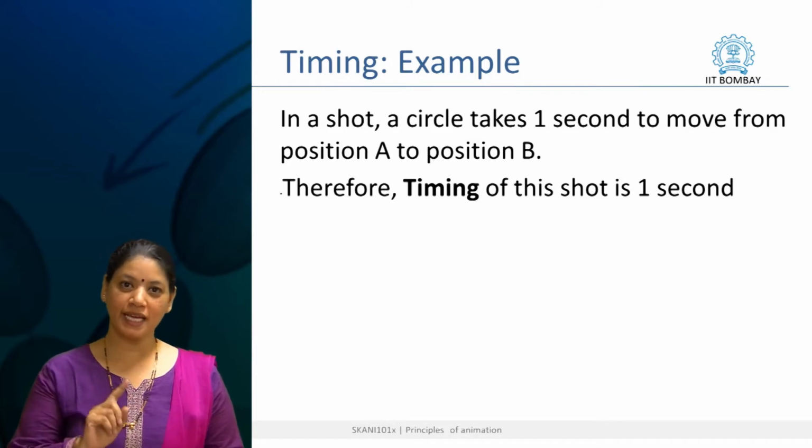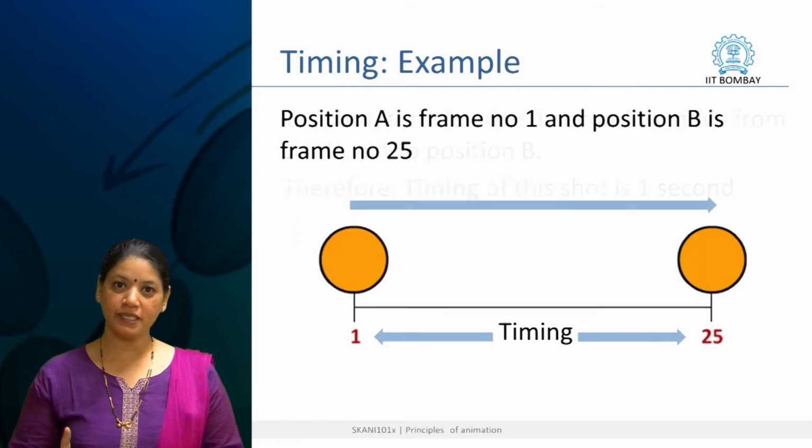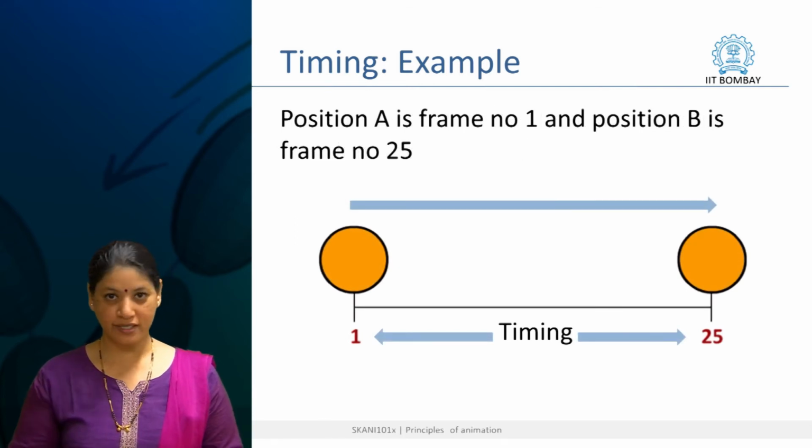Let us see one more example. In a shot, an object is moving from position A to position B. Here it takes 1 second to complete this movement. So the timing of this shot is 1 second. So position A will become frame number 1 and position B will become frame number 25. Now how do we add spacing in this shot?